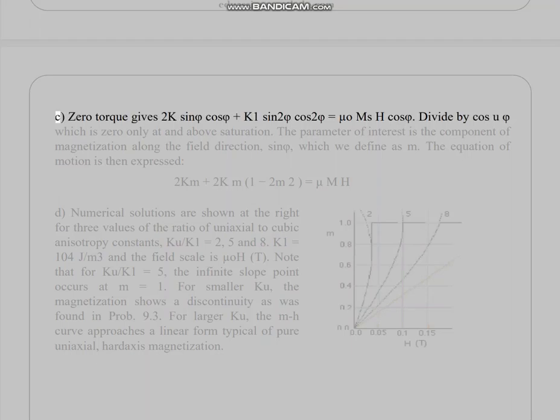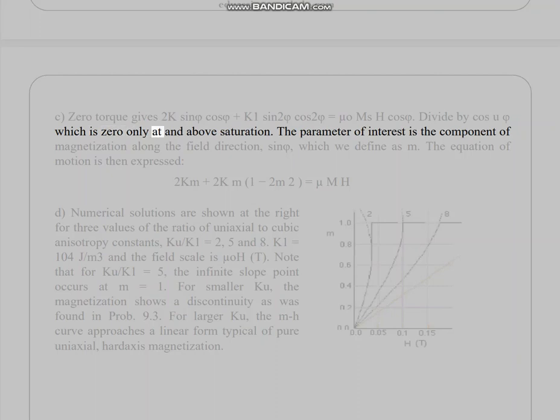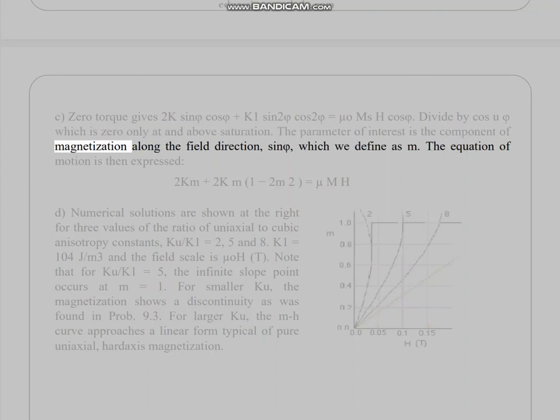C. Zero torque gives 2Q sin phi cos phi plus K1 sin 2 phi cos 2 phi equals mu0 Ms H cos phi. Divide by cos phi, which is 0 only at and above saturation. The parameter of interest is the component of magnetization along the field direction, sin phi, which we define as m. The equation of motion is then expressed as 2Qm plus 2K1 m(1 minus 2m^2) equals mh. D. Numerical solutions are shown at the right for 3 values of the ratio of uniaxial to cubic anisotropy constants, Q/K.